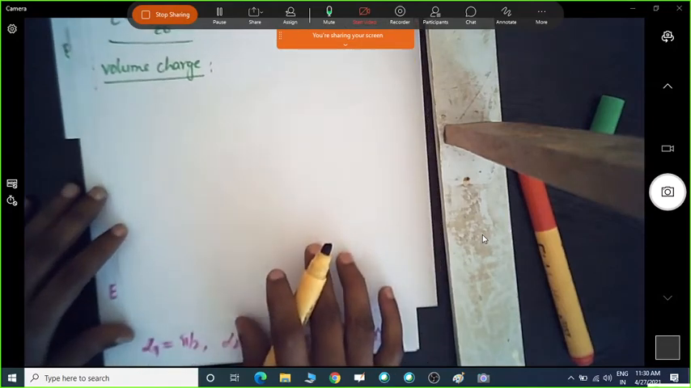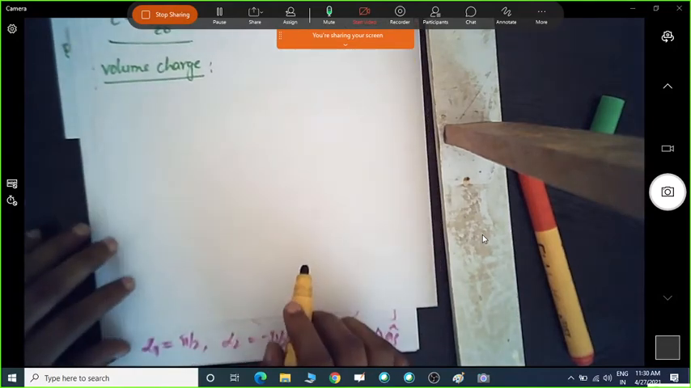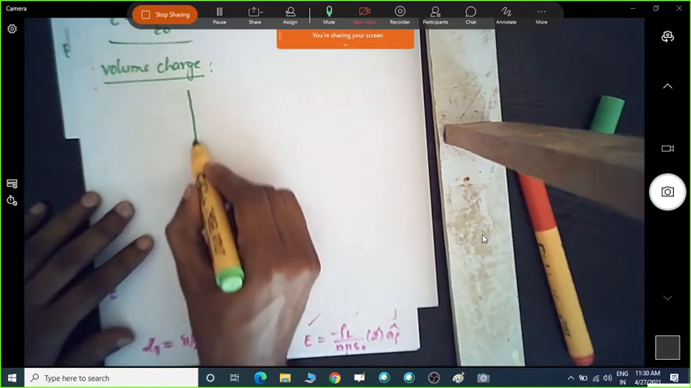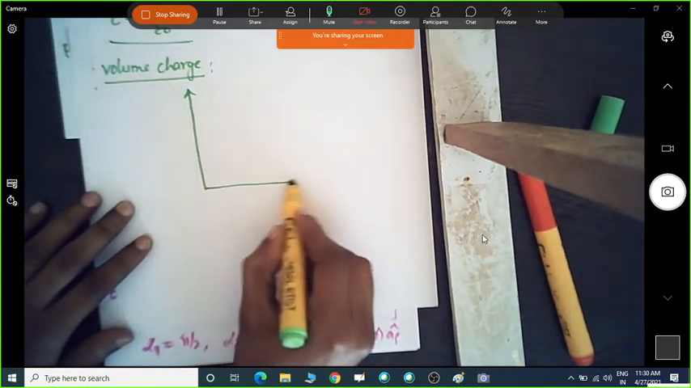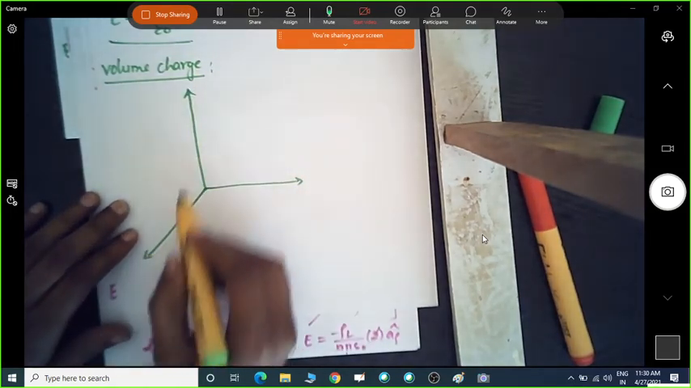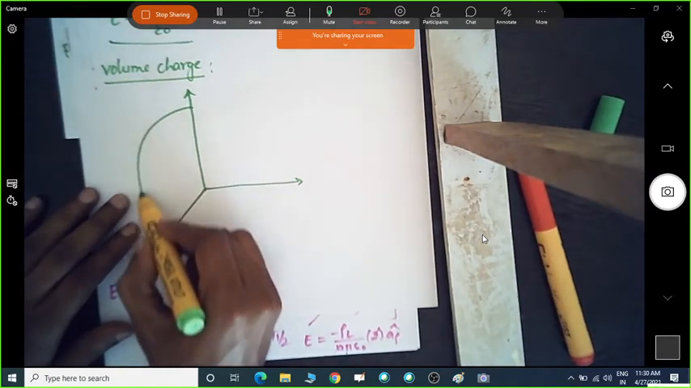So now let us consider a sphere which has a radius a. In the coordinate system, let us take a sphere with radius a.